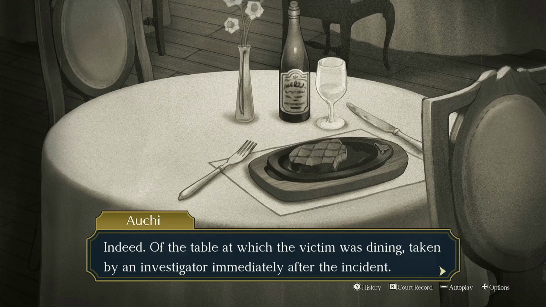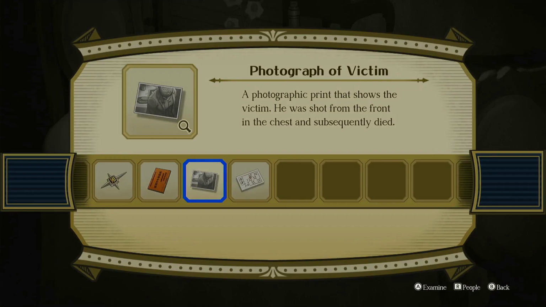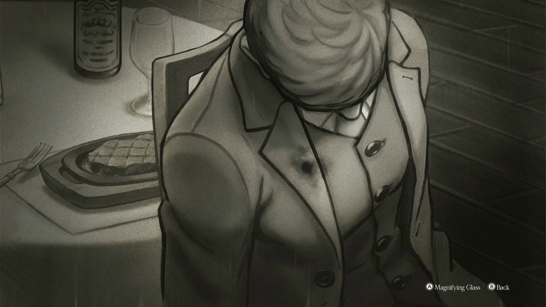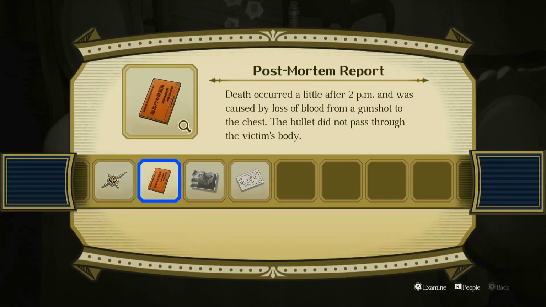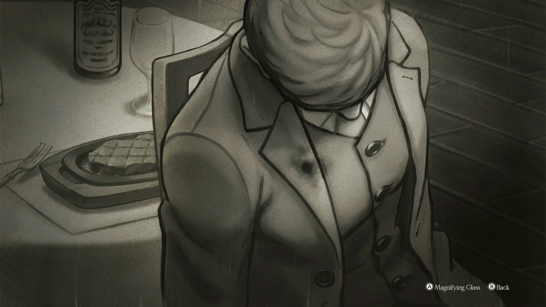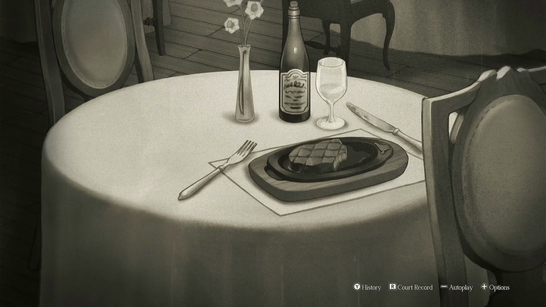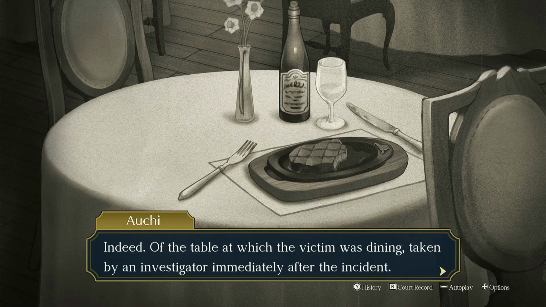Immediately after? Hold up, this is wrong. I just saw the thing. His steak was more full. Yeah. His steak was more full. There wasn't that big of a chunk taken out of it. Someone switched out a steak or something. Or was his body just covering it? Huh.